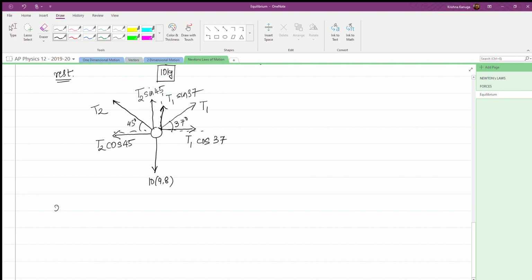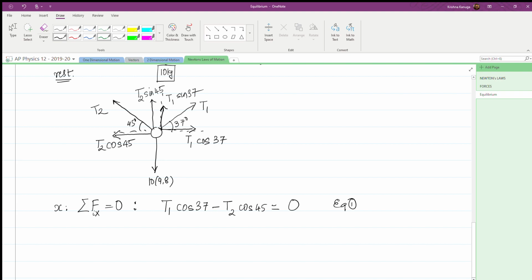First, I will write down an equation along the x direction. Since the system is in equilibrium, we know that the summation of all the forces along the x direction will be 0. Let's look at the x forces. We have T1 cosine 37 pointing to the right. We have T2 cosine 45 pointing to the left. Those are the only two forces along the x direction. So we can write our equation as T1 cosine of 37 minus T2 cosine of 45 is equal to 0. This is equation 1.